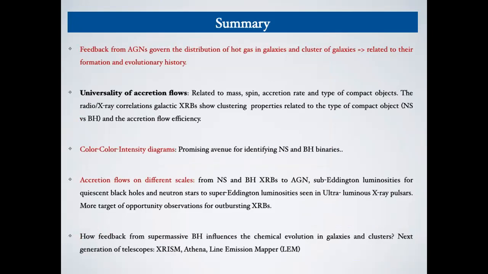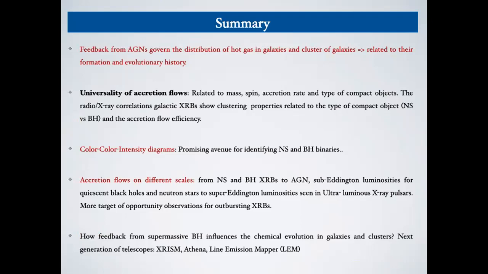All right, so in summary, feedback from AGNs is very important for studying the formation and evolution history of galaxies and clusters of galaxies. There is a universality present in accretion flows, which is related to mass, spin, accretion rate, and also the type of compact object. And the color intensity diagram is a promising avenue for identifying neutron star and black hole binaries. And the more important thing is, for the next generation of telescopes, how the feedback influences chemical evolution in galaxies.